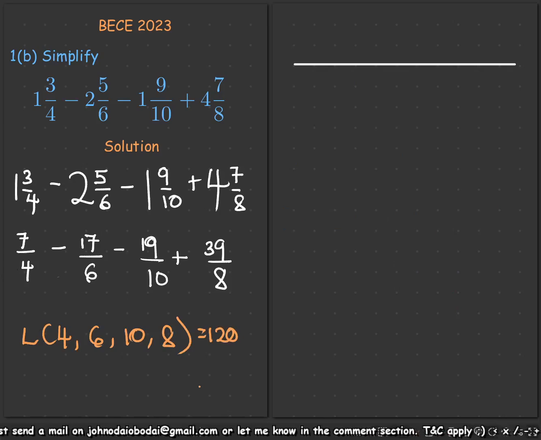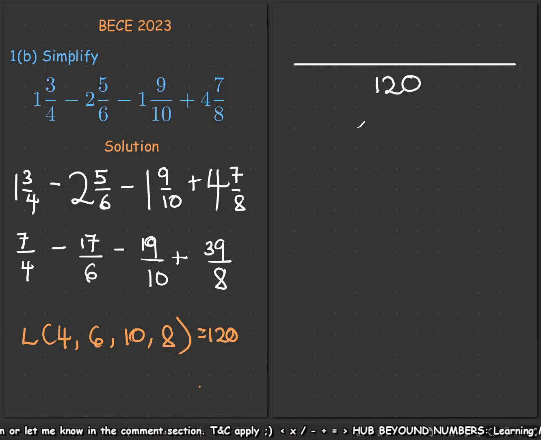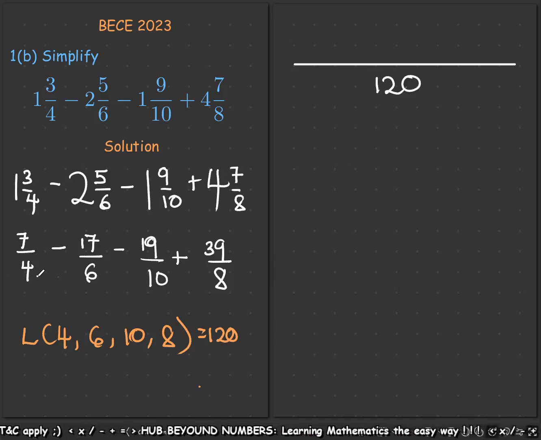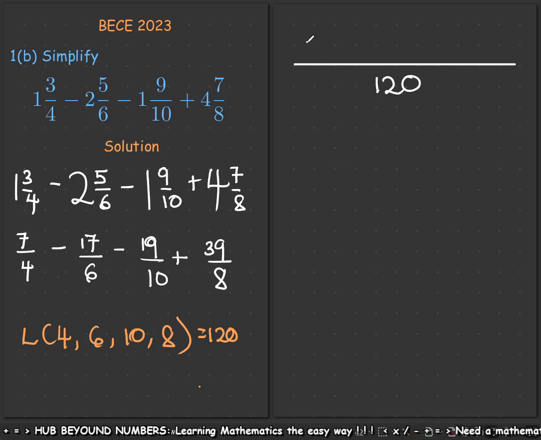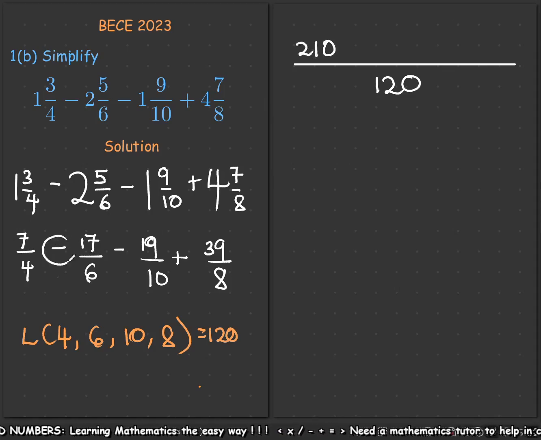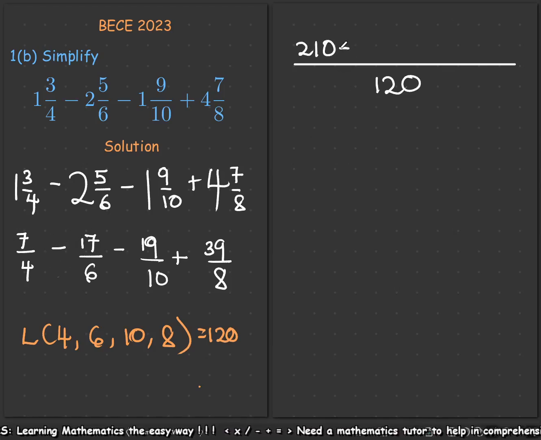So with our LCM as 120, I'm going to write that here, 120. And then you look for how many times the denominators will enter into 120, or will divide 120. So first of all, we have 120 divided by 4. You see, 120 divided by 4 gives us 30. So 30 times the 7, and that is 210. So you have 210, then minus. So you put a minus over here.